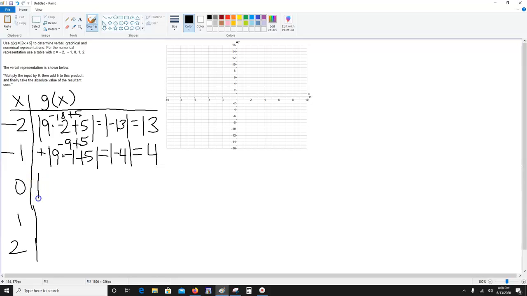Next, replace your x in your function with 0. So we have 9 times 0 plus 5. And that is 0 plus 5, or just absolute value of 5. And that's equal to 5.